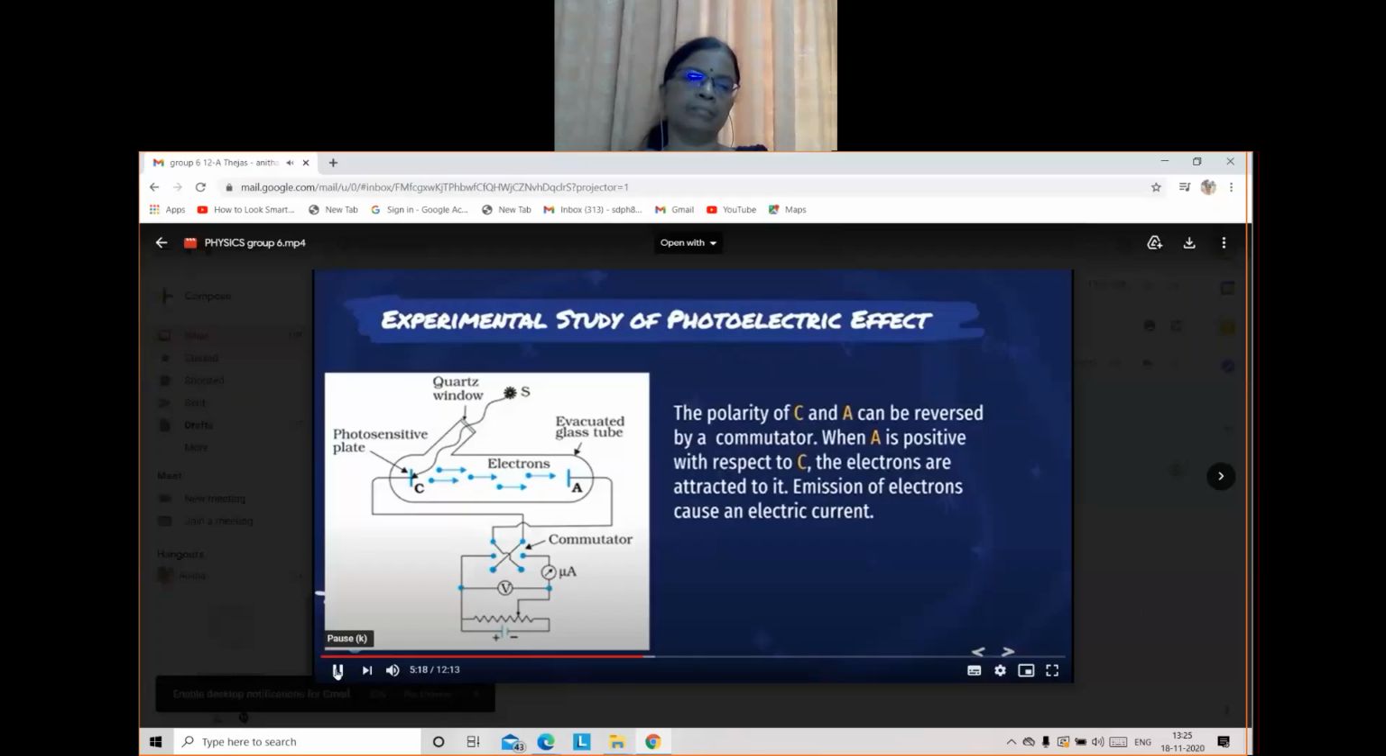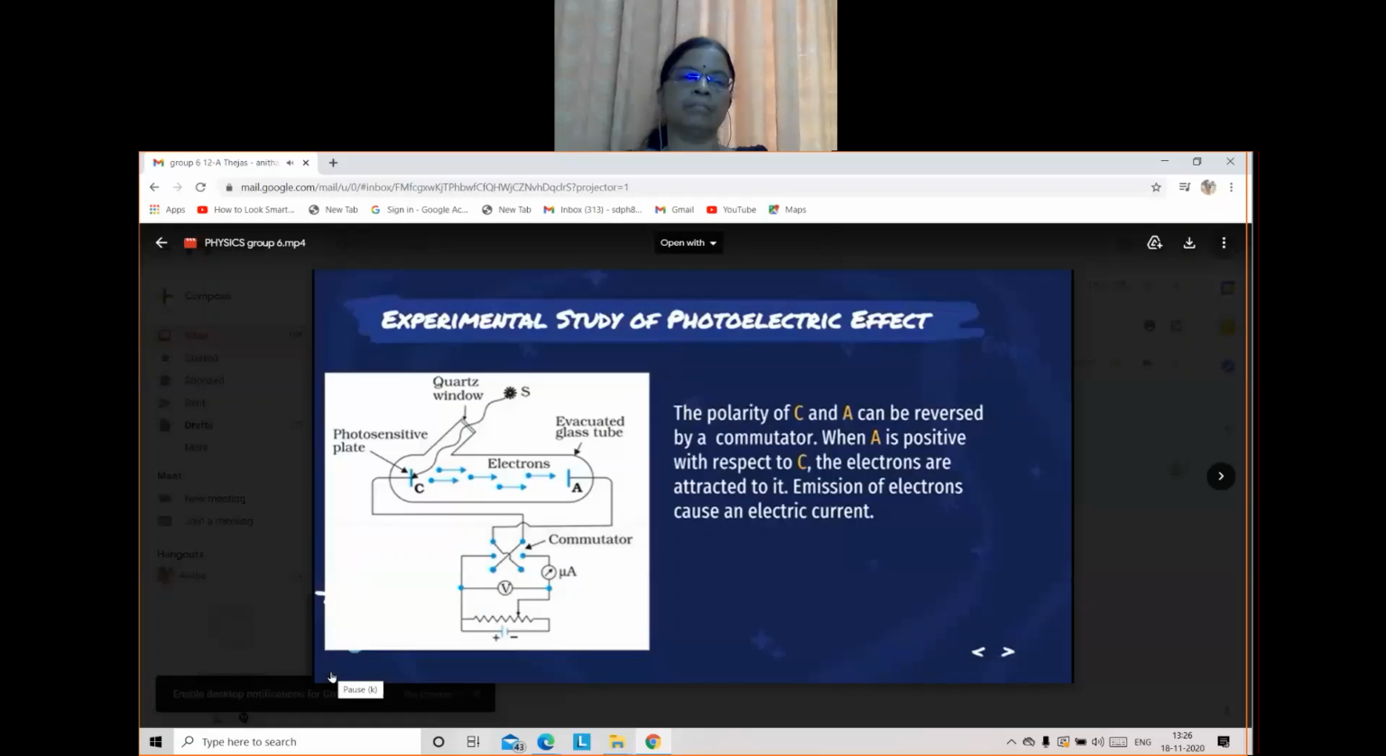The potential difference between C and A is measured by a voltmeter, and the resulting photocurrent is measured by a microammeter. We can use this arrangement to study variation of photocurrent with intensity of radiation, frequency of incident radiation, the potential difference between plates A and C, and the nature of the material of plate C.